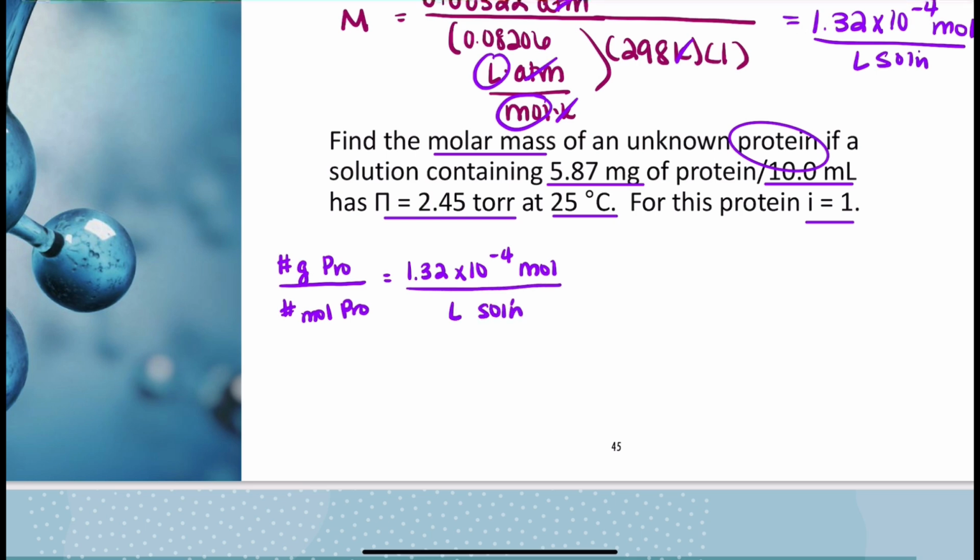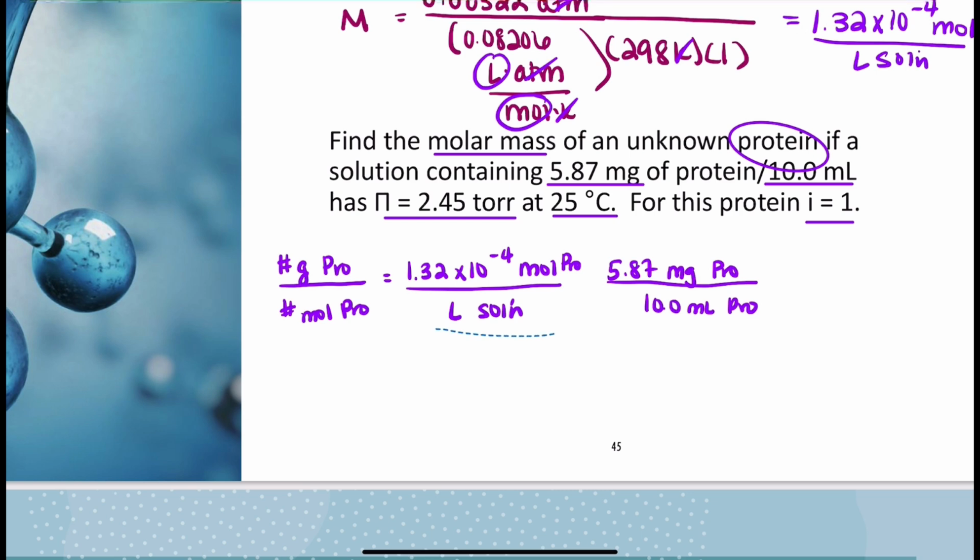Well, that's not going to help me. My moles are on the wrong side here. I might have to flip that around somehow. I'm also told I have 5.87 milligrams of protein, so this is protein over 10 mils of protein. Both are conversion factors. I don't truly care which one you start with.